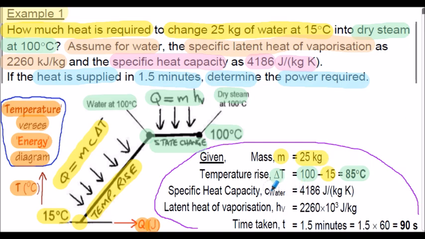We're given the specific heat capacity of the water, symbol C here, 4,186 joules per kilogram per K. And we're also given the specific latent heat of vaporization, HV. Notice that's in terms of kilojoules in the question, so I'm going to write that without the prefix. So that's 2,260 times 10 to the 3 joules per kilogram. The time taken, lowercase t, is 1.5 minutes. I converted that straight away into seconds, so that's 90 seconds. So there's the information extracted from example 1.